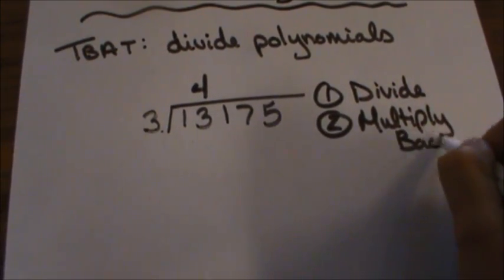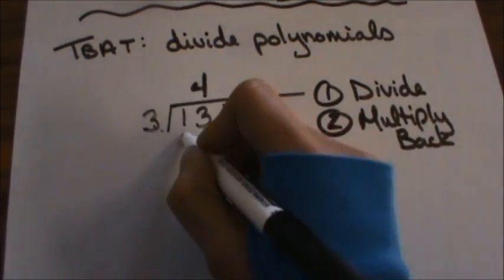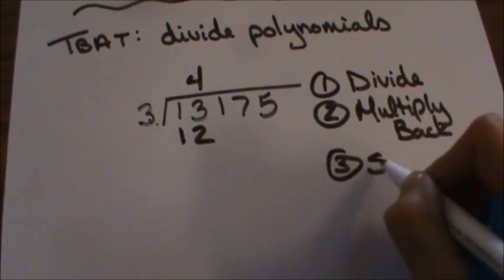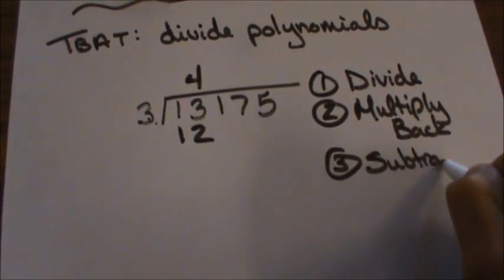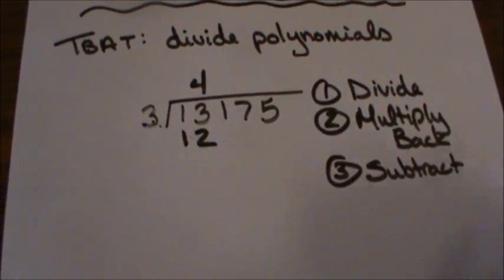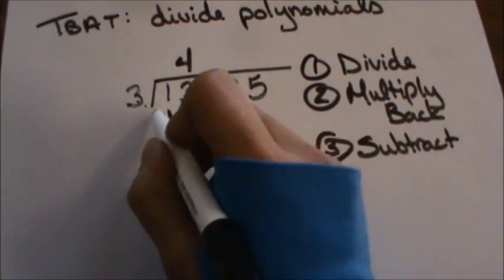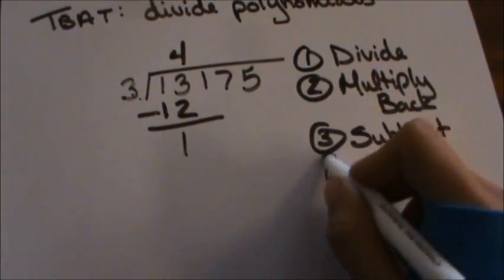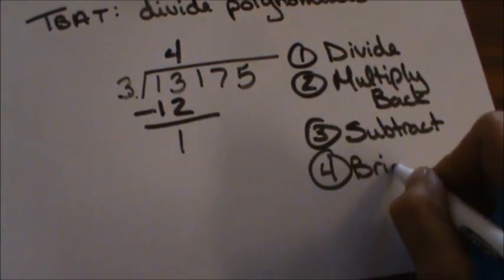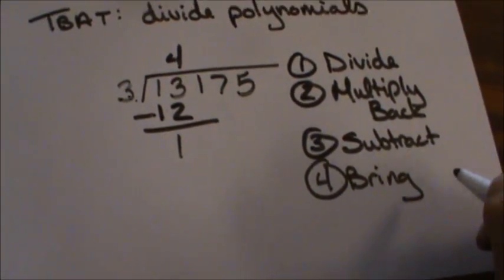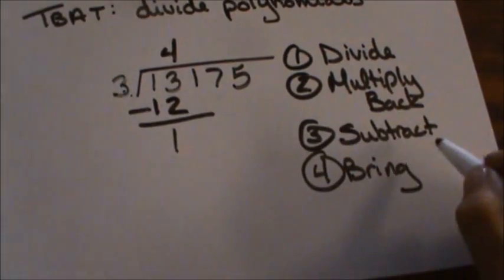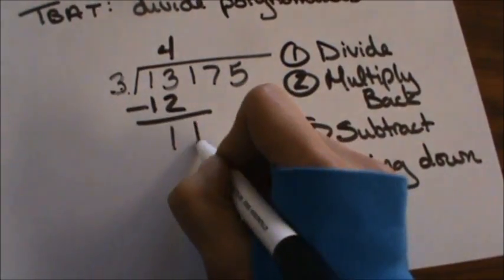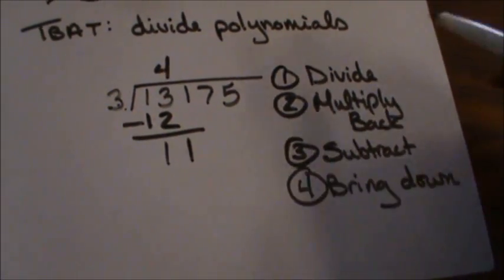Next step I do then is multiply back. And I say, well, 3 times 4 is 12. And I subtract to figure out what's left over after I do that. So 13 minus 12 is 1. Then I bring on down the next place value. Bring down. So this 1 comes down here. Then I do all the steps over again.